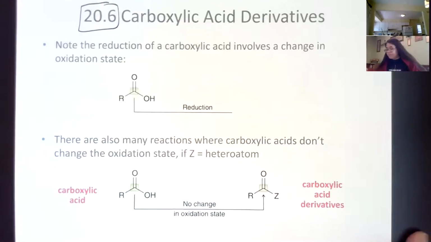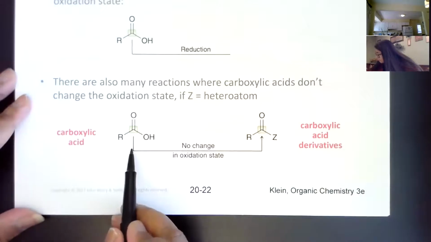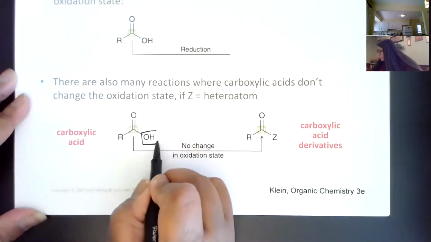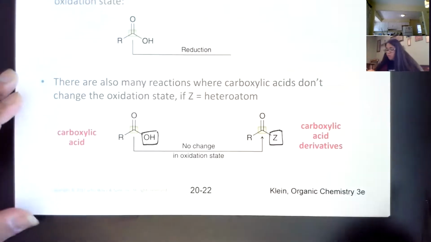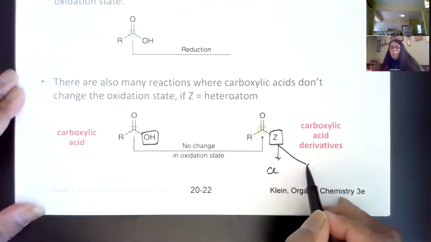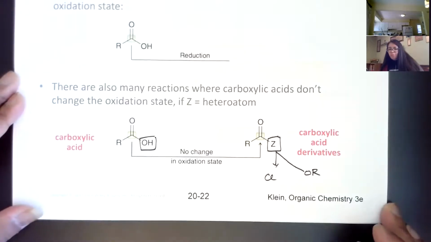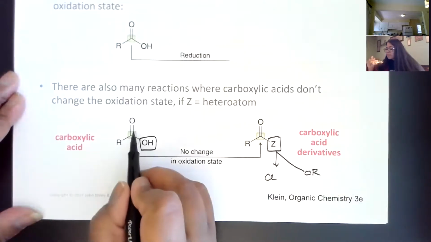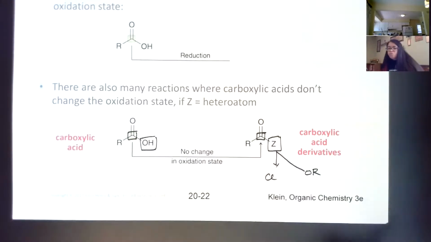Now, if you go from this, where you have an OH, to a carboxylic acid derivative, okay? This could be something like Cl, or you can make it into an ester, okay? Those are carboxylic acid derivatives. There's no change in oxidation state at this carbon when you do that.